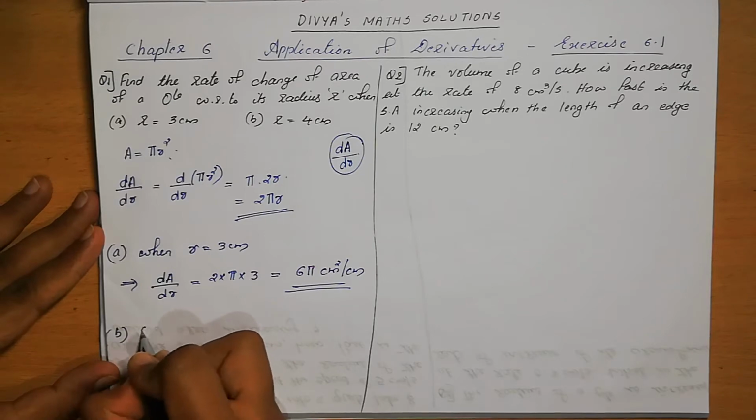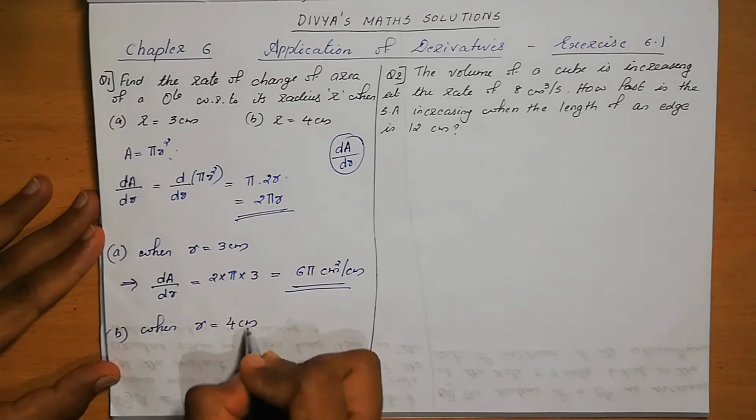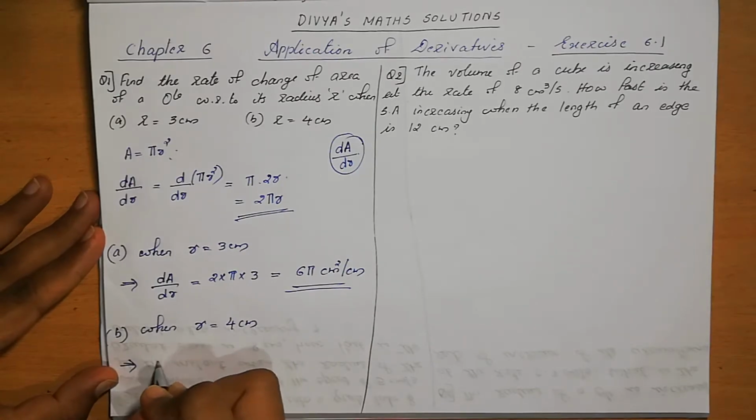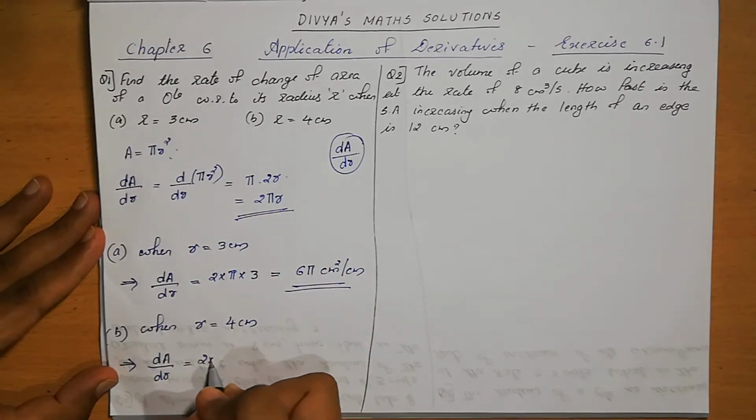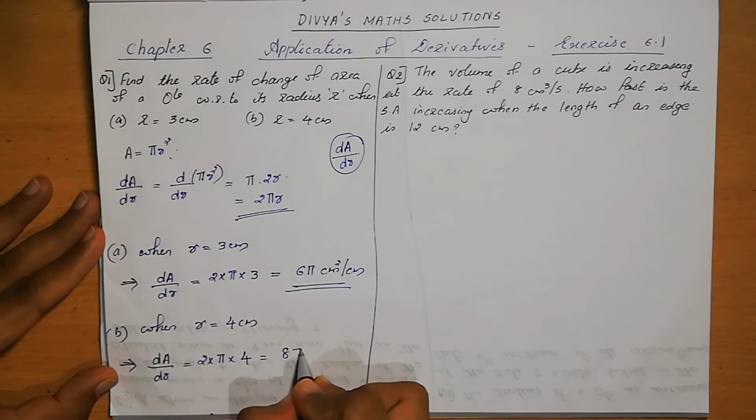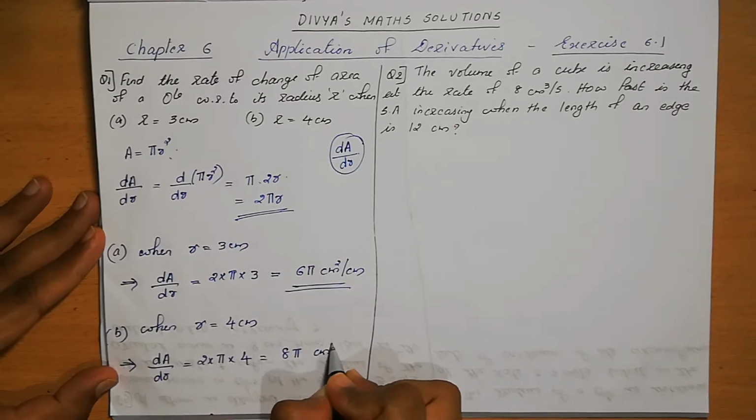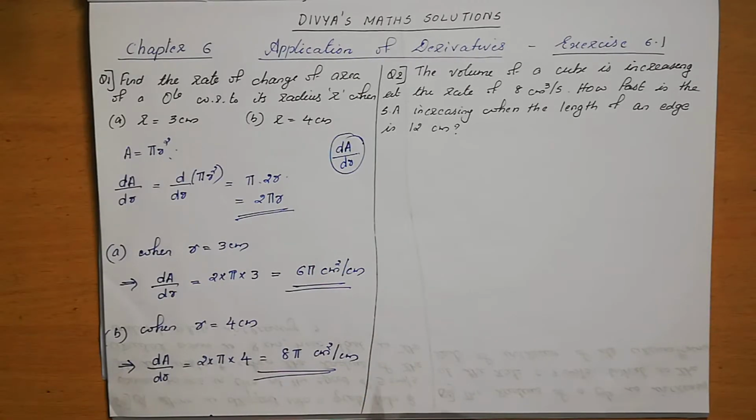Second one, when radius is 4 centimeter, we are going to find the rate of change of area. dA by dr is what? 2 pi r. That means 2 into pi into 4, so 4 into 2 is 8 pi. Unit is centimeter square by centimeter, the rate of change of area with respect to radius.